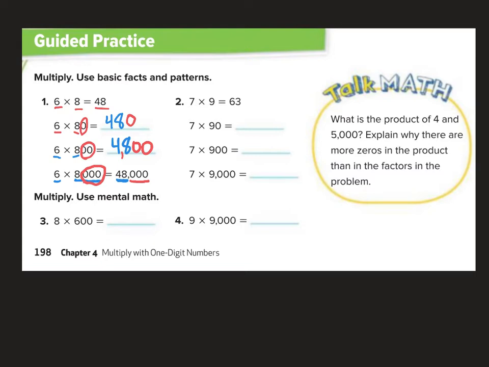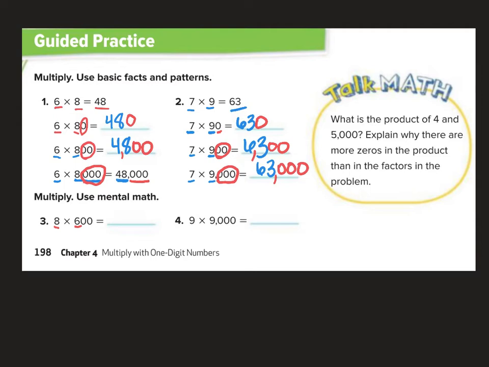Okay, let's go to the next one. 7 times 9 is 63, so 7 times 90. I do 7 times 9 is 63, add 1 zero. 7 times 900, I do 7 times 9 is 63, and 2 zeros: 6,300. 7 times 9, 63. I've got 3 zeros here: 63,000.